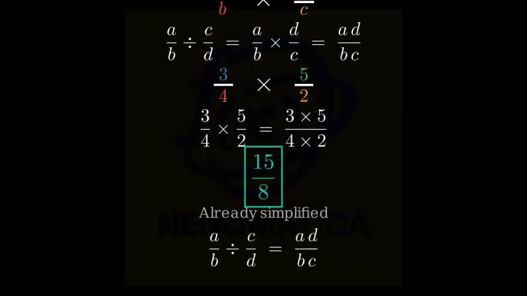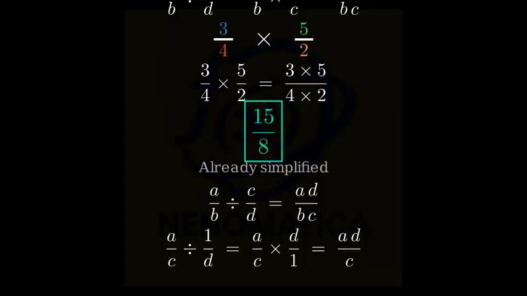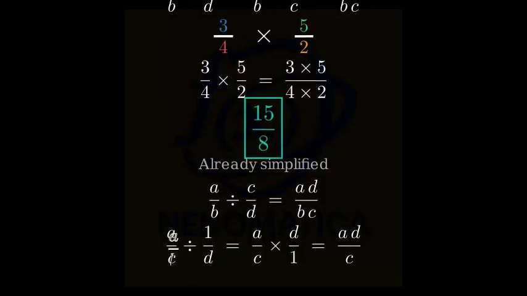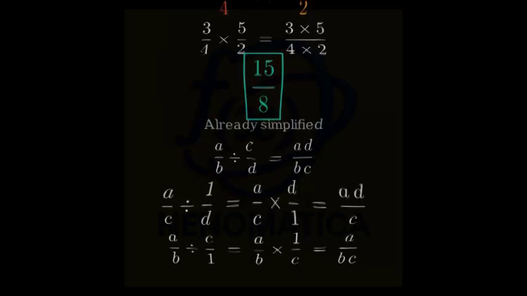General rule, a over b divided by c over d equals ad over bc. If the denominator of the second fraction is 1, then a over c divided by 1 over d equals ad over c. If the numerator of the second fraction is 1, then a over b divided by c over 1 equals a over bc.